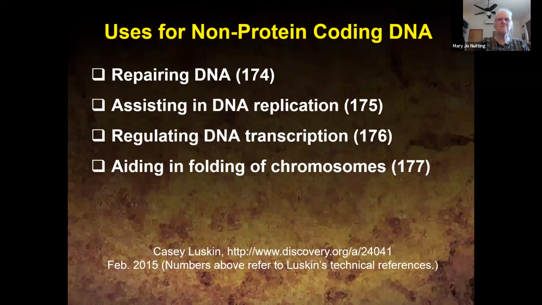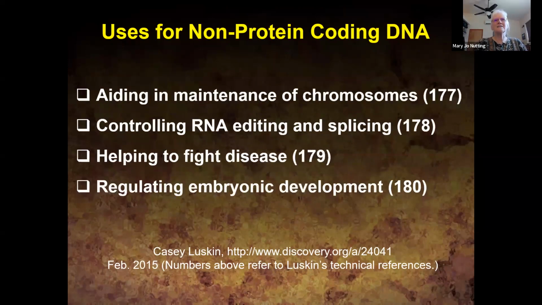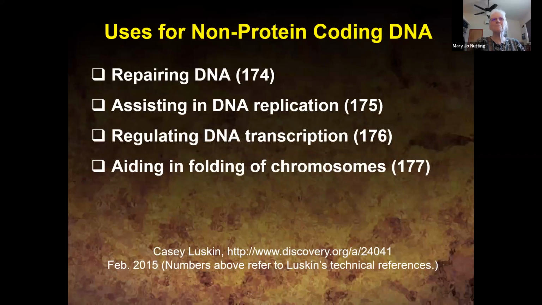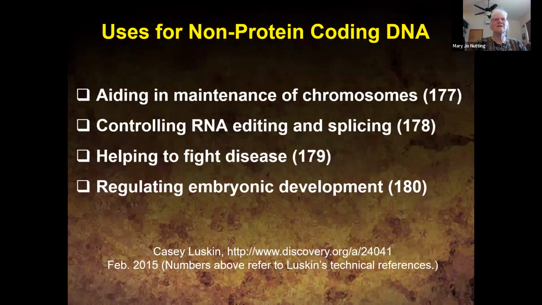And so there's a whole long list of things that they found that were important functions of these so-called junk DNA strands. Some of them were for repairing DNA, assisting in DNA replication, regulating DNA transcription, aiding in folding of chromosomes. And by the way, that's extremely important, the way in which these chromosomes are folded is precise. It's also used in aiding in the maintenance of the chromosome itself, controlling RNA editing and splicing. You couldn't even make a protein if you didn't have something like that. They're important in helping to fight disease and regulating embryonic development.